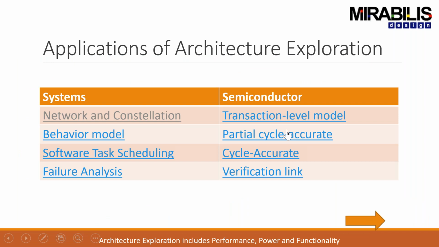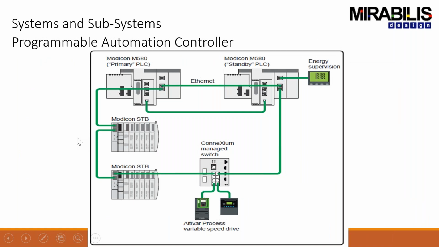From this, I'm going to narrow it down to a behavior model, which is I'm looking at a particular subsystem. So in this case, we're looking at a PLC, which has got a primary system and a standby system, and it's connected through an Ethernet backplane. And there's all these different control devices that have the sensor devices that are connected to it. But we also have an energy supervisor and a manager in the system.